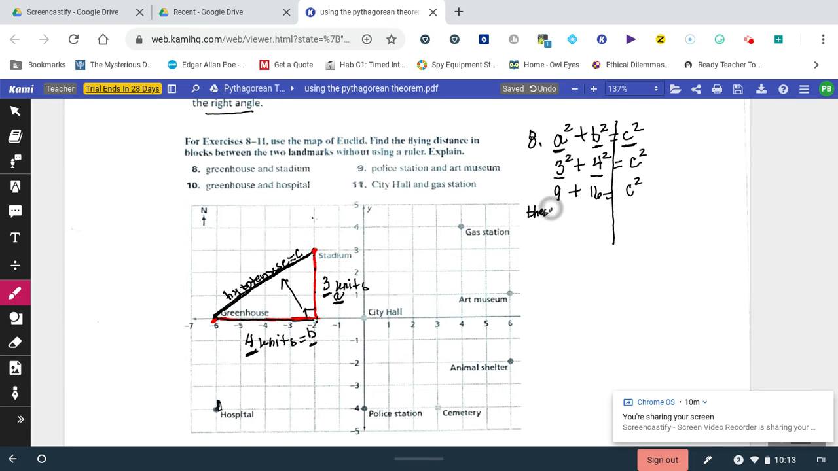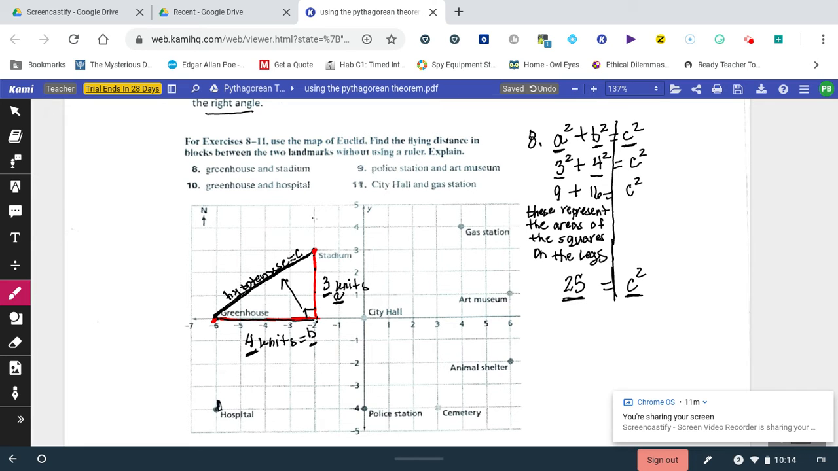These represent the areas of the squares on the legs. And I do know that if I add them together, it's going to give me the area of the square on the hypotenuse. So when I add 9 and 16, I get 25. That means the area of the square on the hypotenuse is 25.